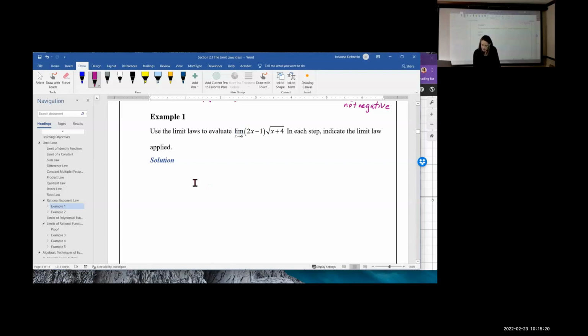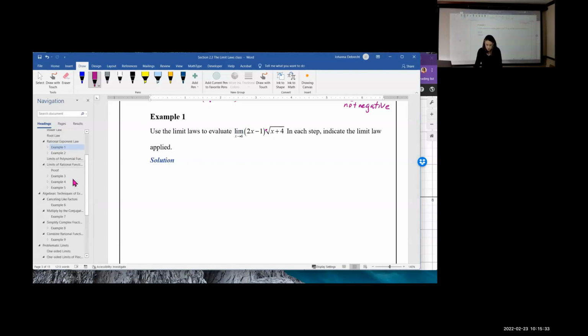So the first thing that I see that I need to break apart is this multiplication between the two factors, 2x minus 1 and the radical x plus 4. So I'm going to split those two apart. So this is going to give me the limit as x approaches 6 of 2x minus 1 times the limit as x approaches 6 of the square root of x plus 4. And this is the product law.